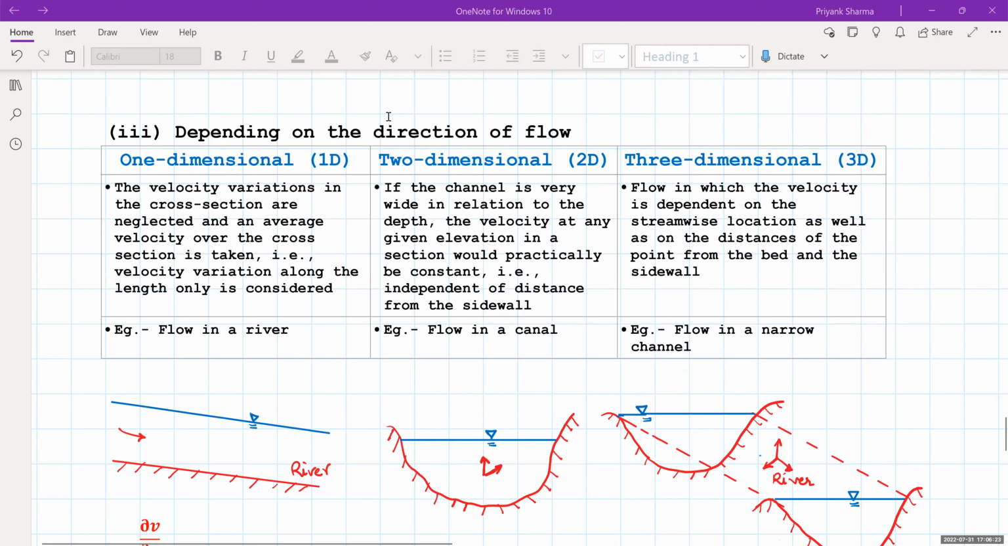In case of a two-dimensional flow, when your channel is very wide in relation to the depth, the velocity at a given elevation would be constant, and it will be independent of the distance from the side wall. So if this width is very wide, then this kind of case will occur. So usually flow in canals. And three-dimensional flow, in which the velocity is dependent on the location as well as distance from the bed and the side wall. So in case of a narrow channel, it is very much applicable.